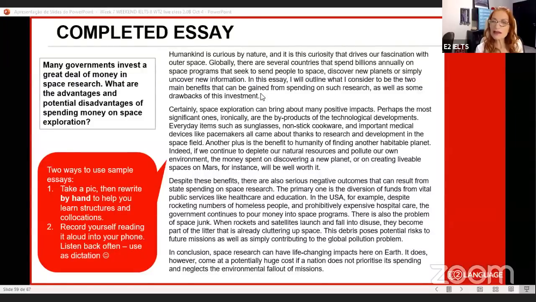So by reading this introduction, what is the writer's position? The writer considers the advantages as more positive, maybe. That's the position, although both will be discussed. That's it, Musa. The writer prefers or supports the advantages.